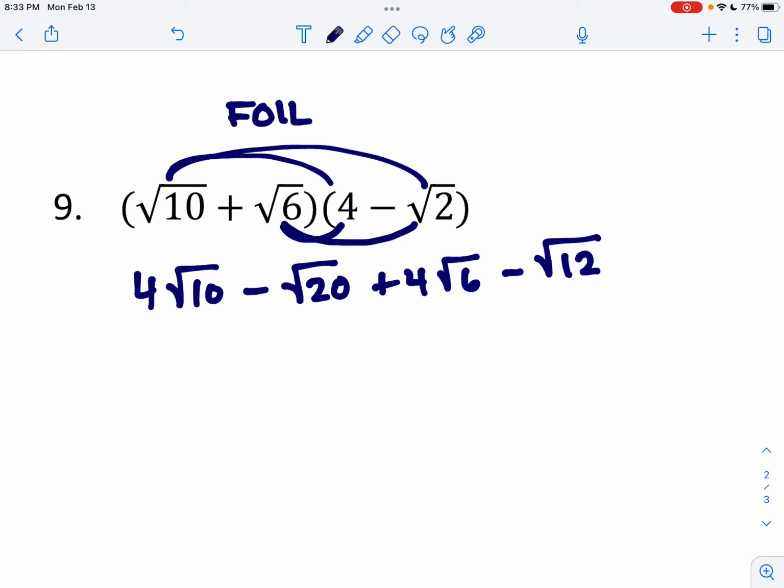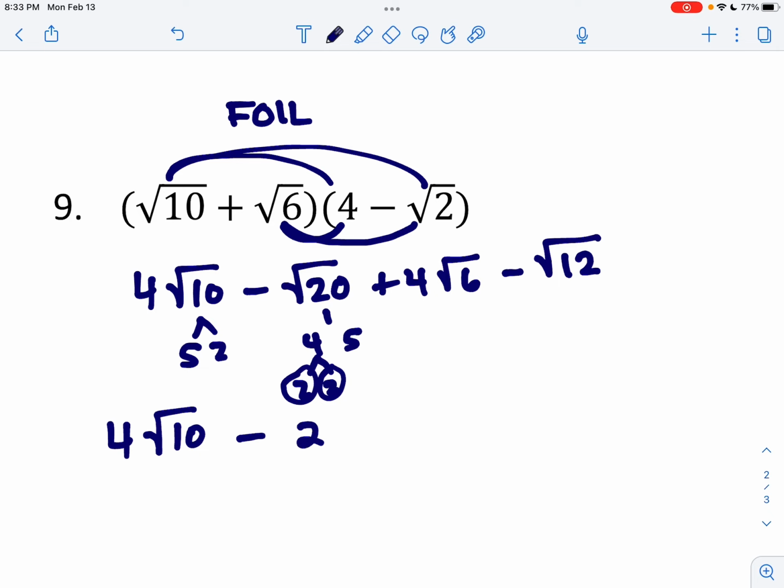So radical 10 is already in simplest form because 5 and 2 are both prime numbers, so I can't do anything with 4 radical 10. It's going to stay the same. Radical 20 can get broken down into 4 and 5. 4 is a perfect square, so 2 and 2. So this is going to be minus 2 radical 5.